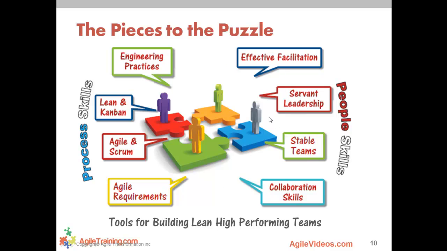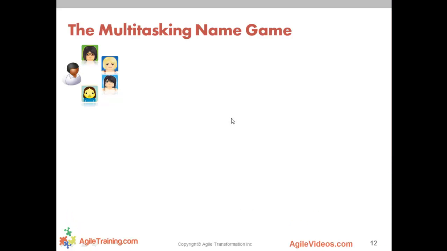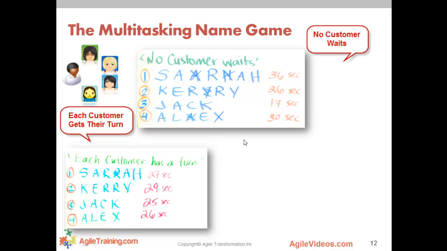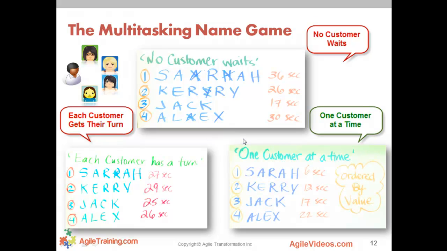It's really a high-performance transformation, and it's a big change. So it requires a lot of change management as you try to move in this direction. The multitasking game is a really popular game, but with 1,000 people on this webinar, there's no way we can play it. But I wanted to show you the result.